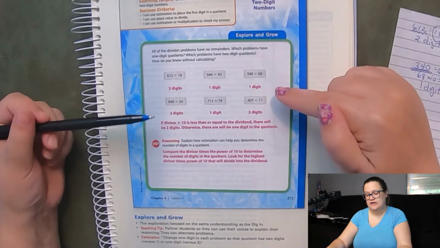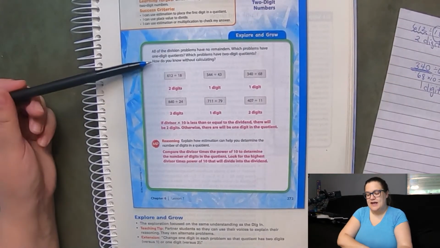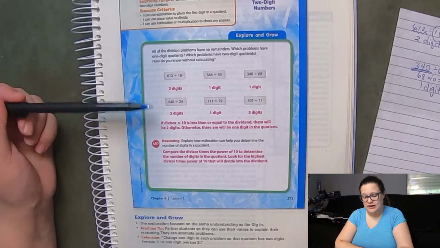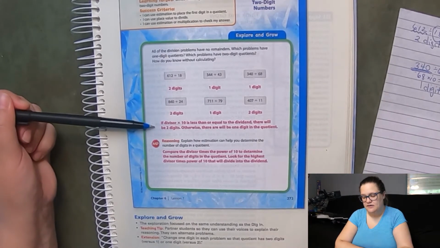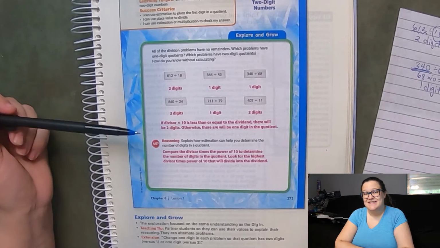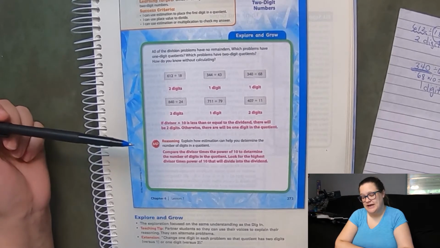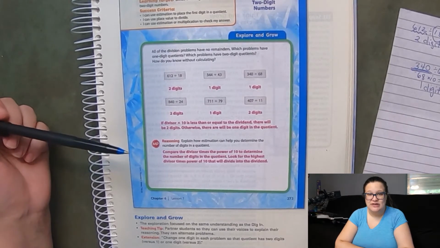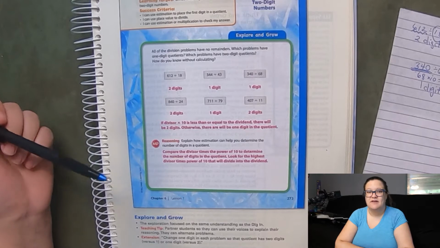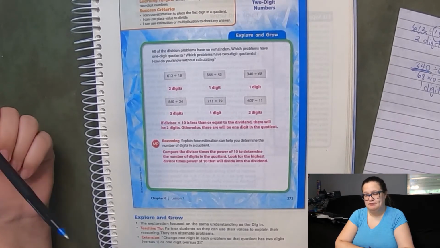Okay, so I'm going to let you do these bottom 3 on your own. It says, how do we know without calculating? So down here in this space, you can write, if the divisor times 10 is less than or equal to the dividend, there will be 2 digits. If it is greater, there will be 1 digit.